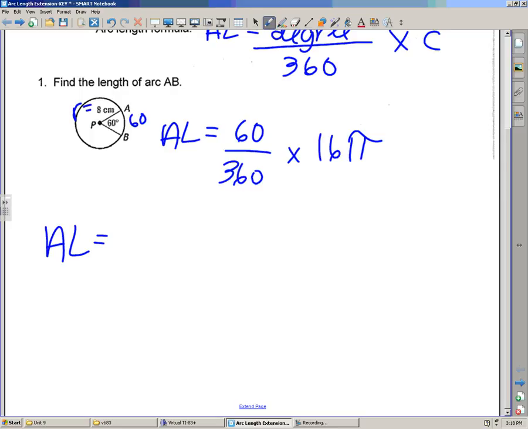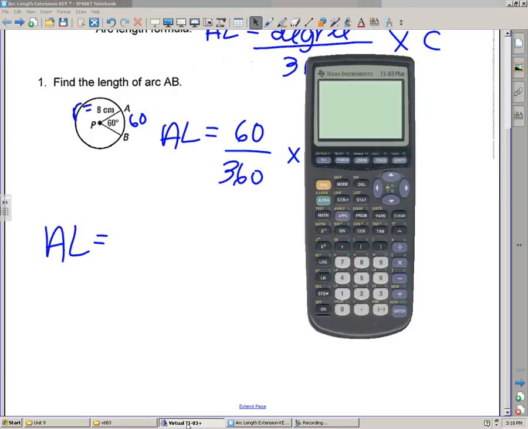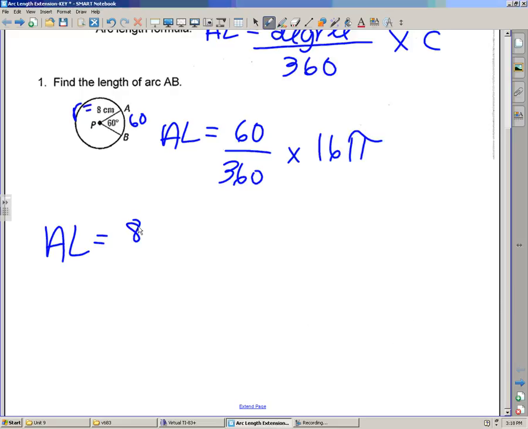This first one's going to be the exact answer. If you go onto your calculator, you do 60 divided by 360, get that answer, multiply that by 16, we're not using pi yet, and turn this into a fraction. We don't want any decimals in our answers. So as an exact answer, it's 8/3 pi. So arc length is 8/3 pi, and this is measured in centimeters.